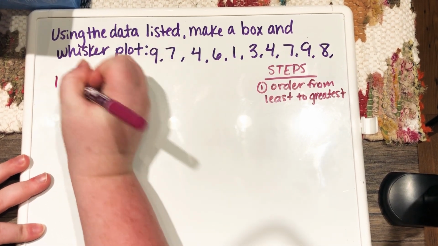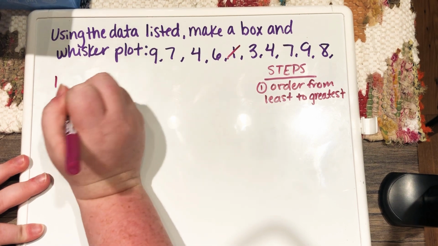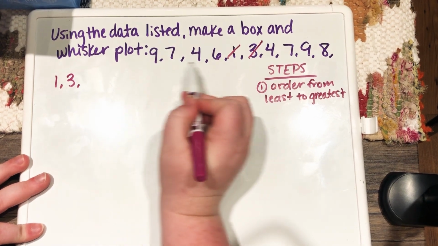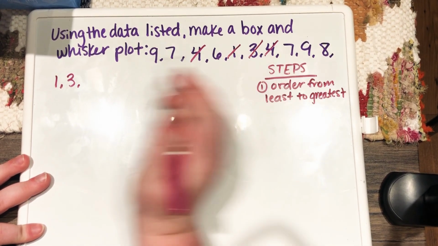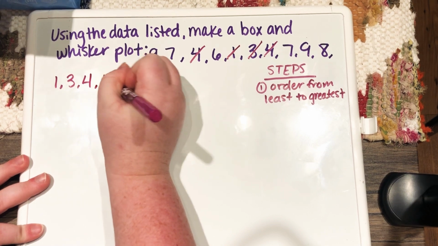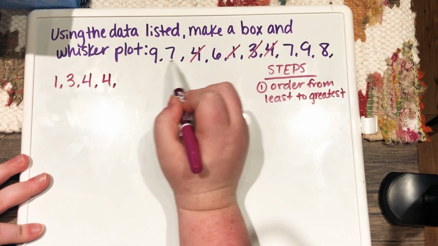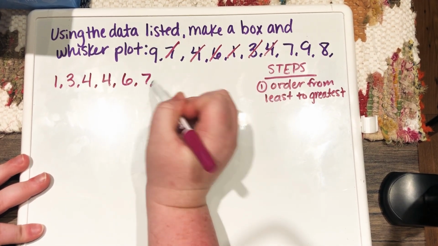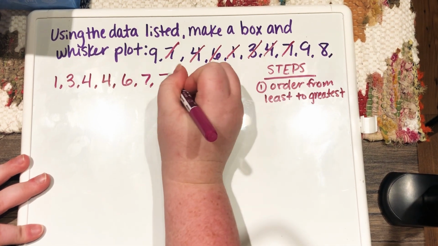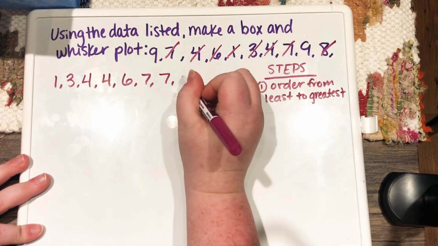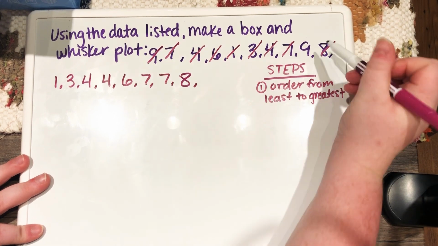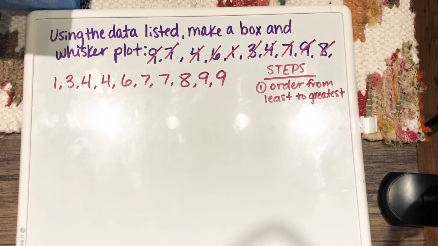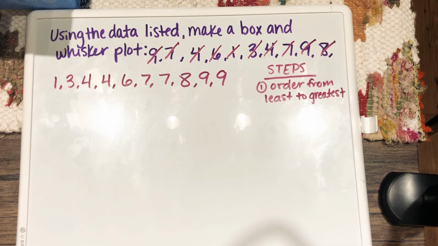We've got a 1. I'll cross that off. No 2s. We've got a 3. 4. We've got 1 4, 2 4s. So a 4 and a 4. Do we have a 5? No. A 6. We've got 1 6. A 7. Do we have another 7? Got another 7. 8, 1 8. 9 and 9. So we've got 2 9s to finish us off. So step 1, we ordered our data from least to greatest.